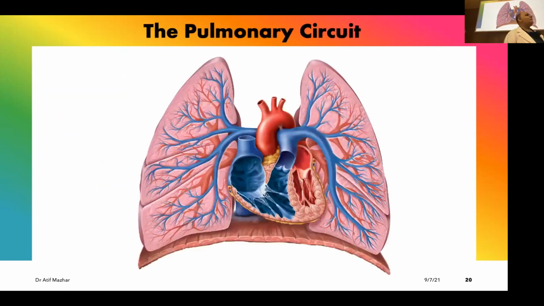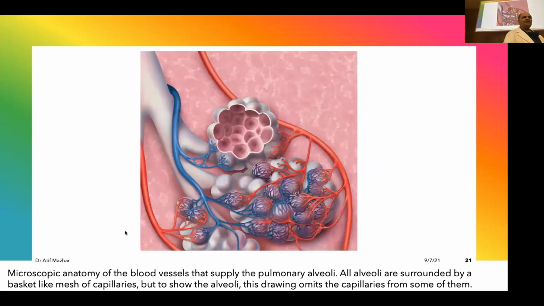Now, what happens in my lung? The pulmonary circuit. This is the inside of a lung, and you can see this is the place where gaseous exchange is occurring. You can see these oxygen-rich and carbon dioxide-rich vessels, and within this highlighted place, the carbon dioxide and oxygen are replaced with each other.